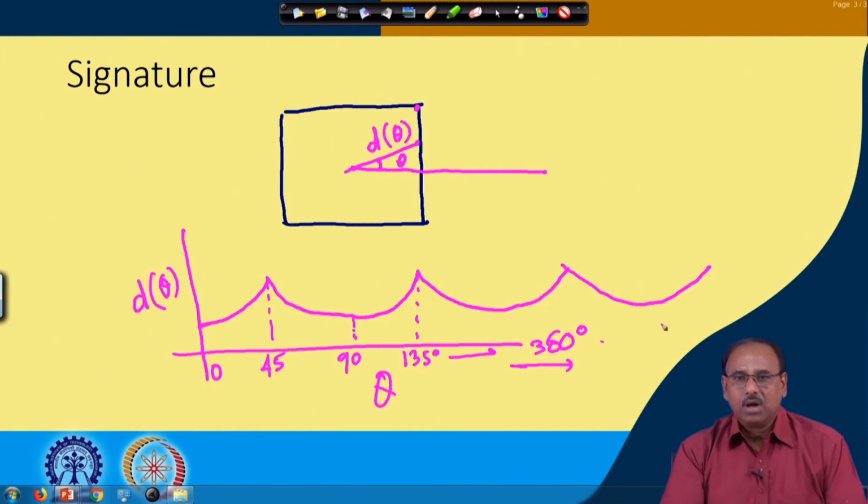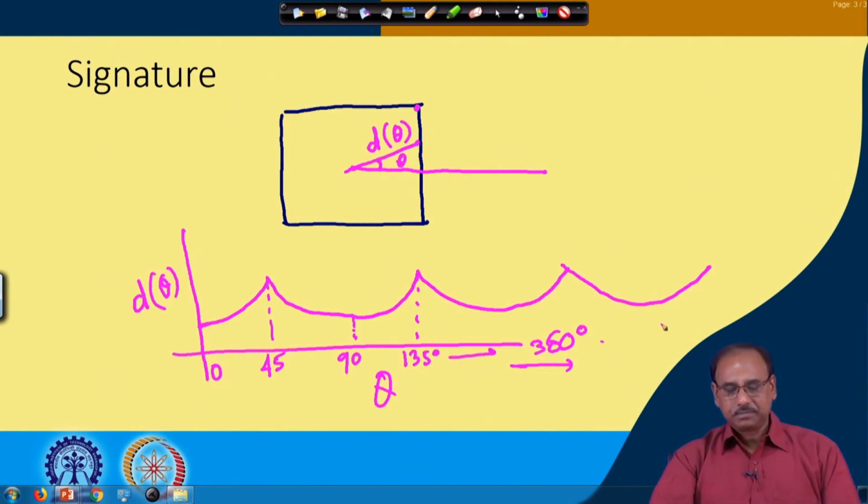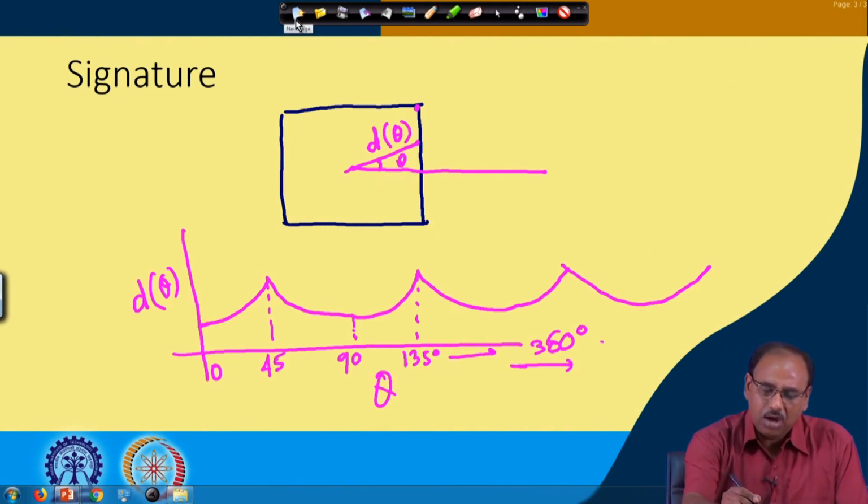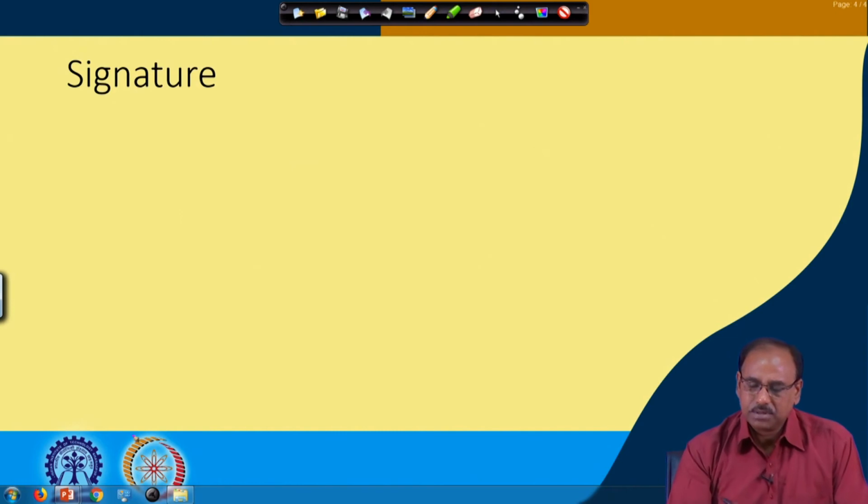So, such a plot of d theta versus theta gives you important information about the nature of the boundary or the shape of the boundary. So, this is the kind of plot which I am getting for a square figure. If the figure, instead of being square, is something else, then naturally the nature of the plot will also be different. So, the shape of the plot also gives me important information about the shape of the boundary. So, by processing this signature, I can also obtain boundary descriptors. So, this is another way of obtaining the boundary descriptors.